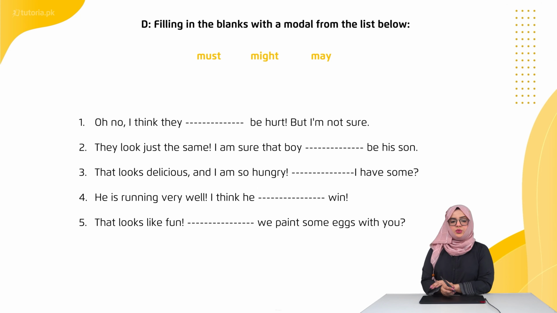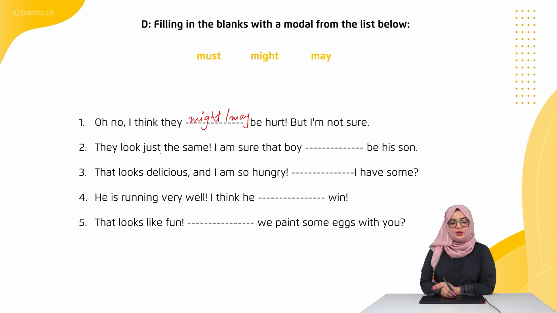Let's move on to next one, which is filling in the blanks with the modal from the list below. Again, we have different modal verbs, three modal verbs which are must, might, may, and we have to choose from this. First is, oh no, I think they blank be hurt, but I'm not sure. I think they might, or you can use may also.